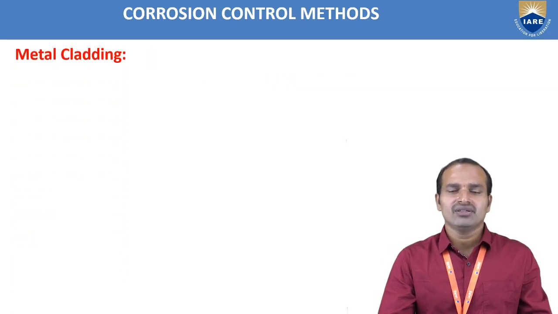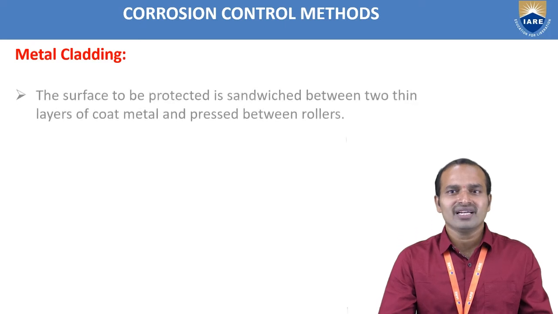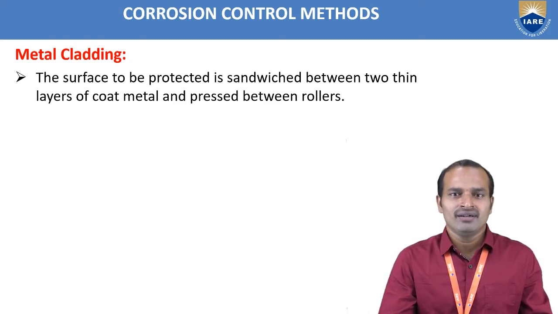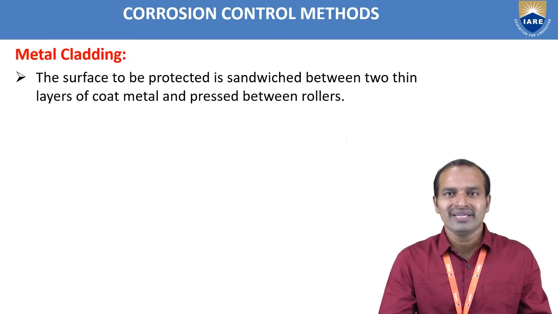So the next topic is metal cladding. Metal cladding means the base metal is coated with a dense layer of another metal. In the metal cladding process, the base metal is sandwiched between other metals, then processed through the rollers. When we apply temperature and pressure, we get the sheet. To the corners of the sheet, we apply welding, or we use rivets or screws to fit it. The metal cladding process is mainly used in aircraft industries.